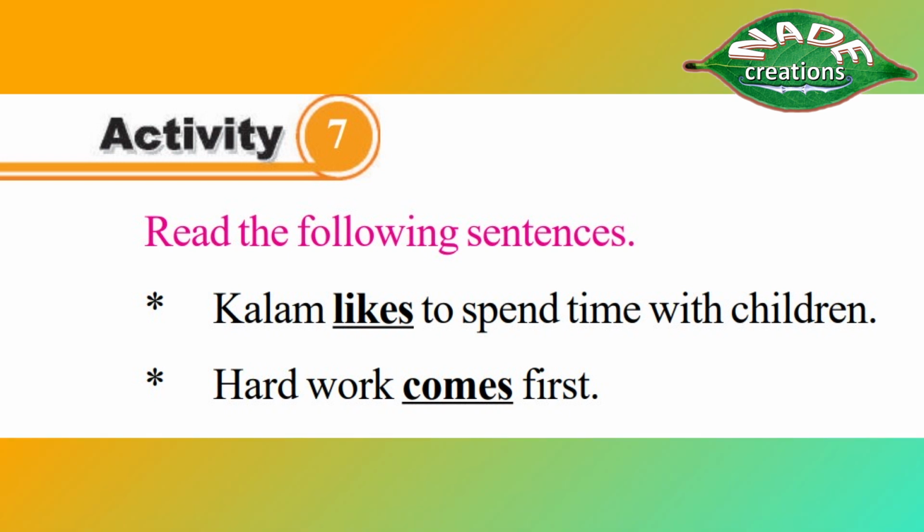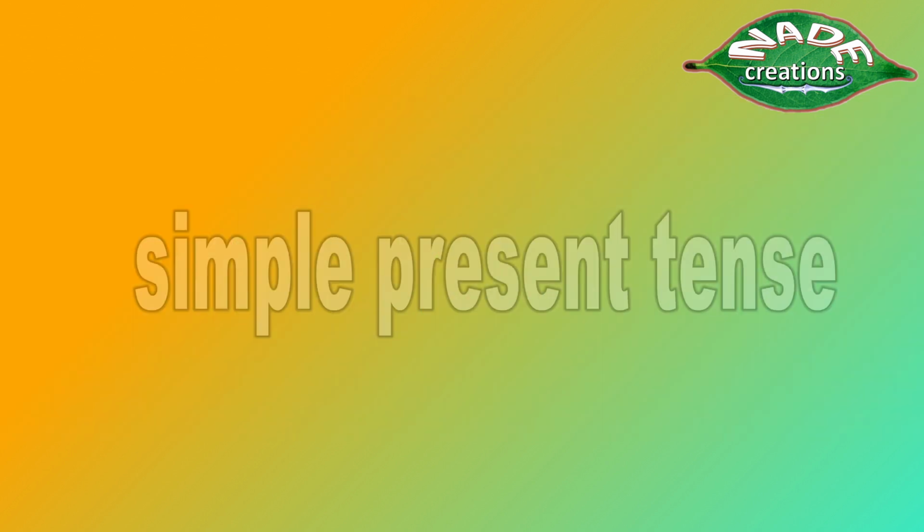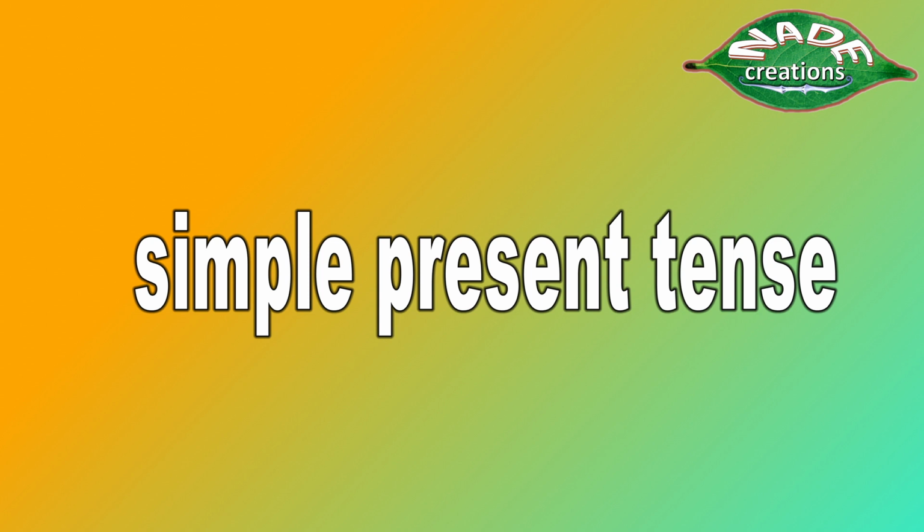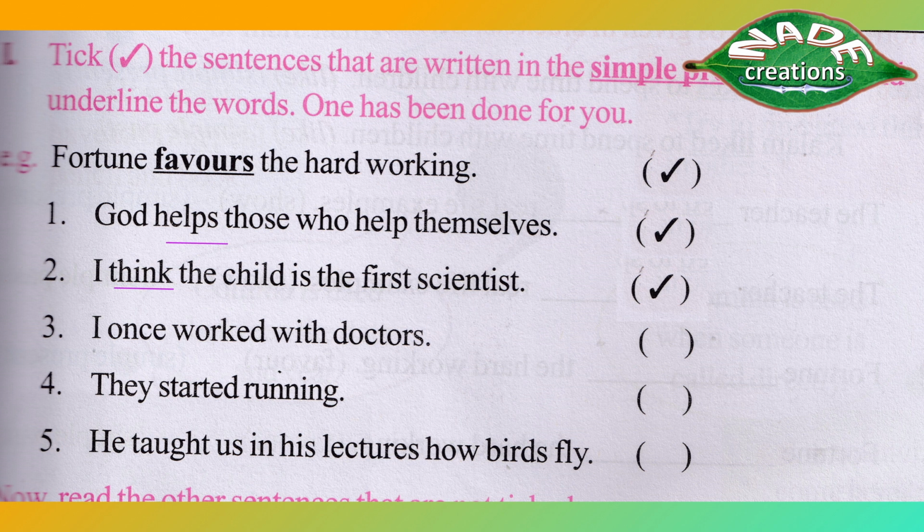Read the sentences. Kalam likes to spend time with children. Hard work comes first. The underlined words in the above sentences tell us about an action that is repeated or event that takes place regularly. These verbs are always in simple present tense. Tick the sentences that are written in simple present tense and underline the words.